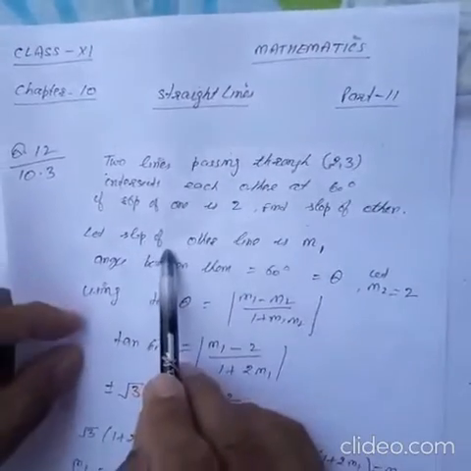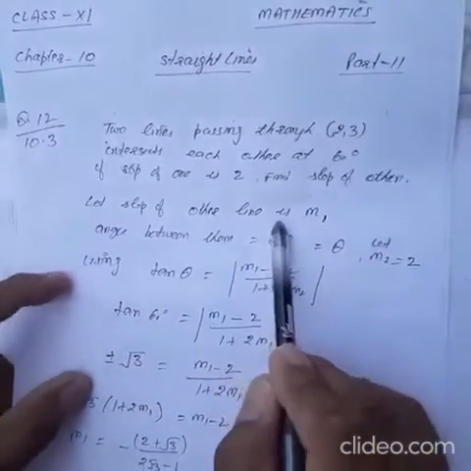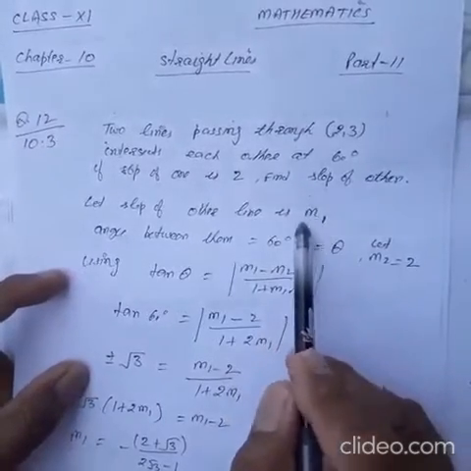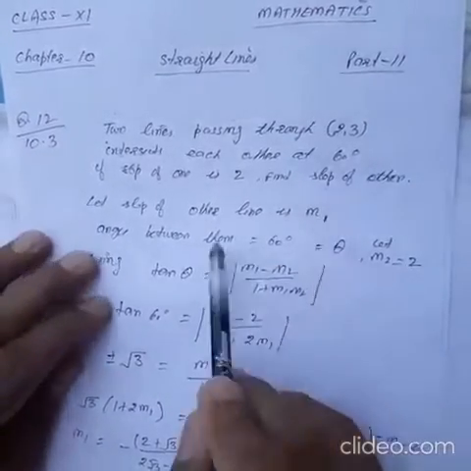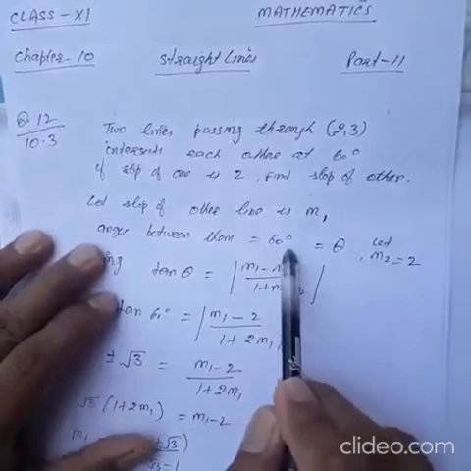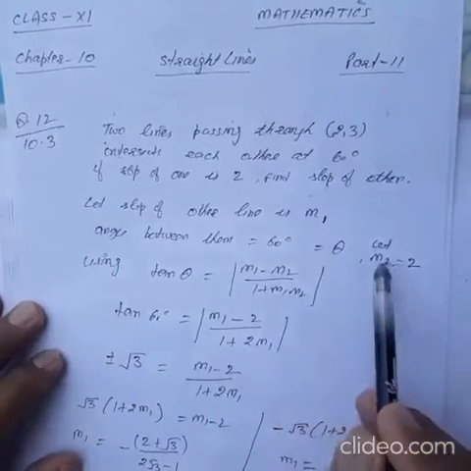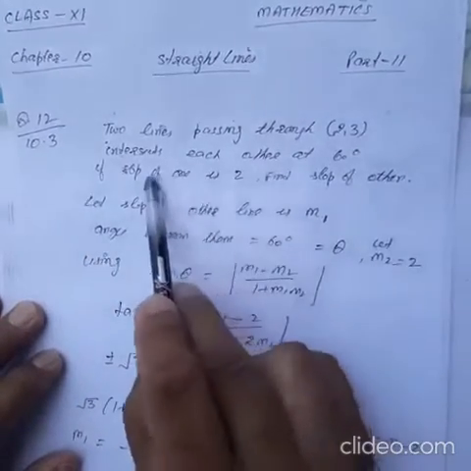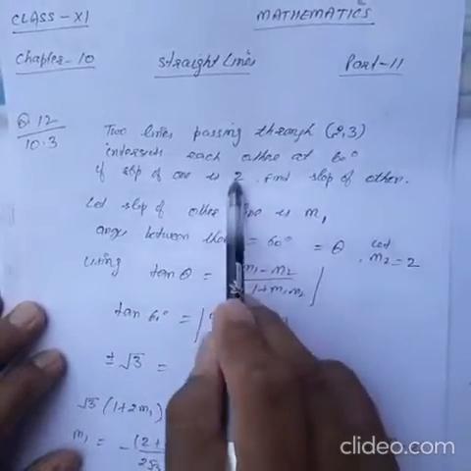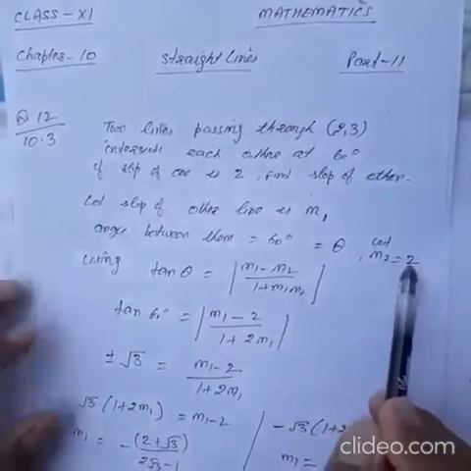So let the slope of the required line be m1. Now the angle between them is 60 degrees, let it be theta. And the slope of the given line is m2, which is given as 2. So m2 is equal to 2.